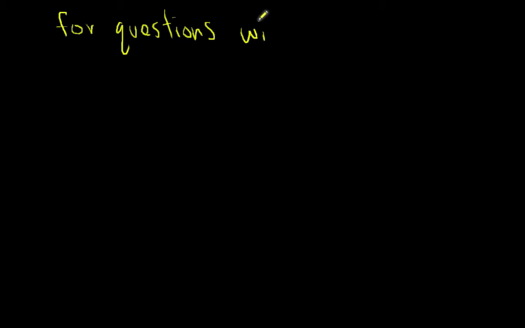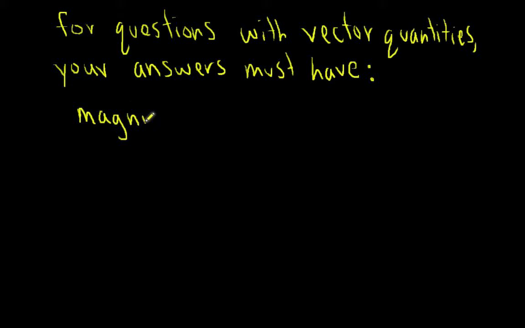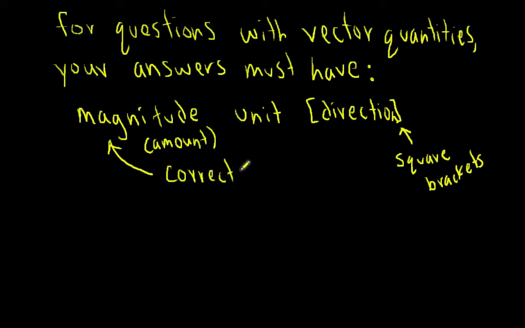For questions with vectors, you have an extra piece. You have the direction piece, and your answers must have all 3 pieces to be correct. These are magnitude, which is the amount or the number part of the answer, the unit, and you put direction in square brackets to show which way the vector is pointing. Your magnitude must also have the correct significant digits.